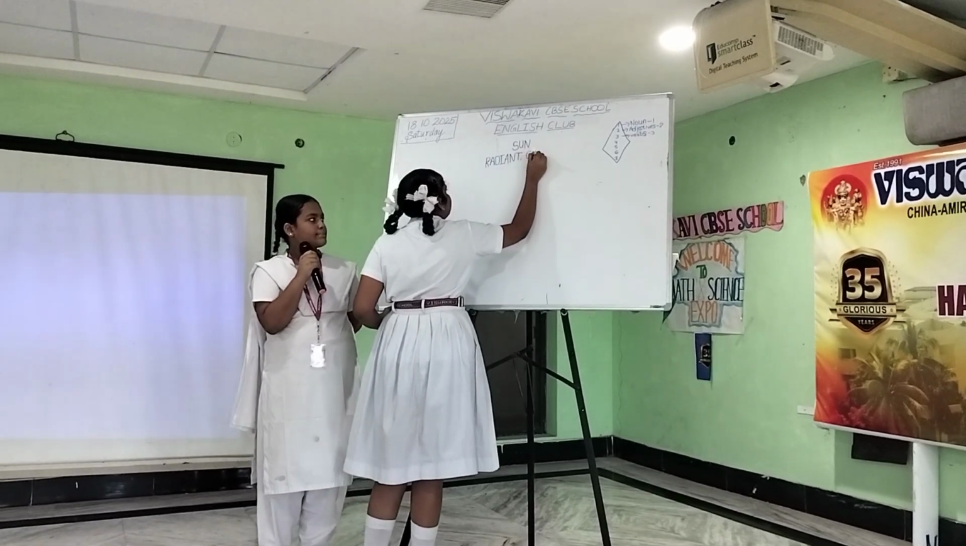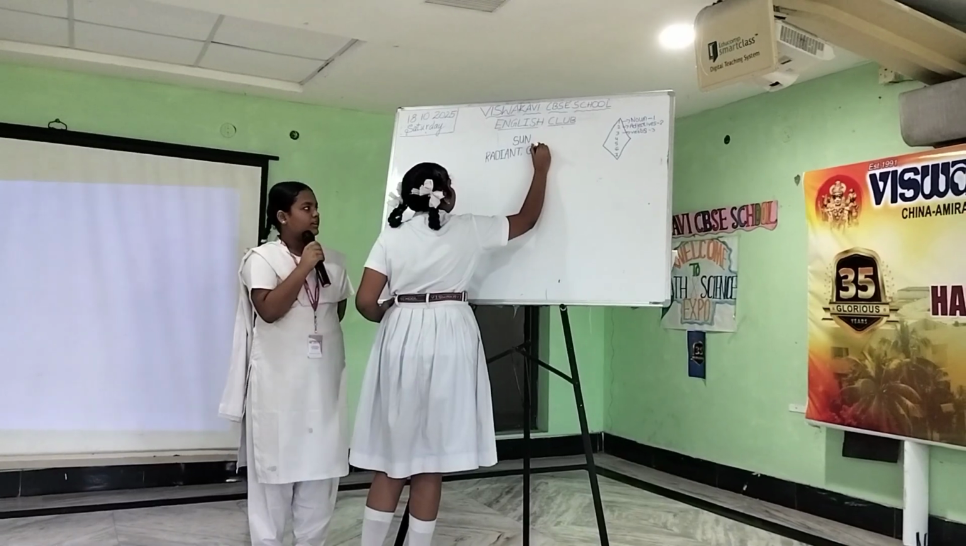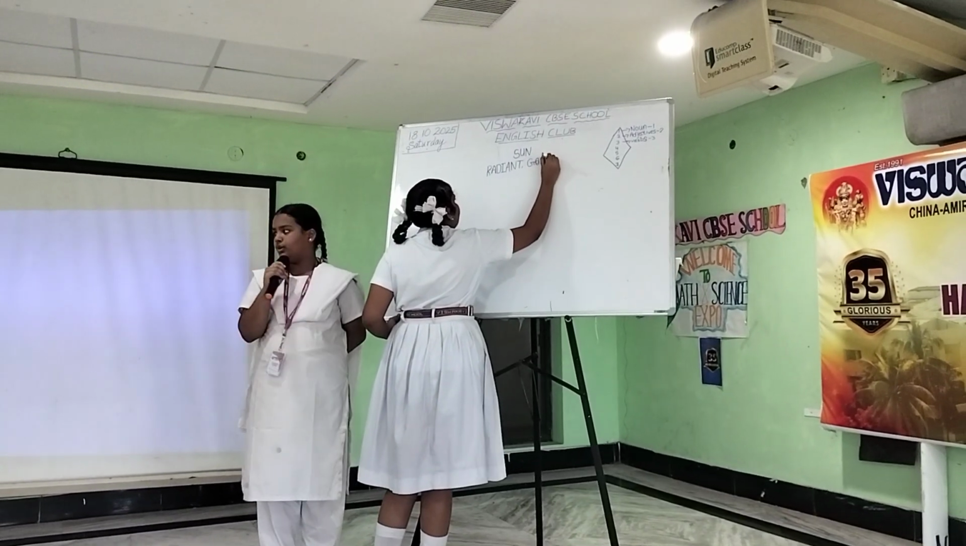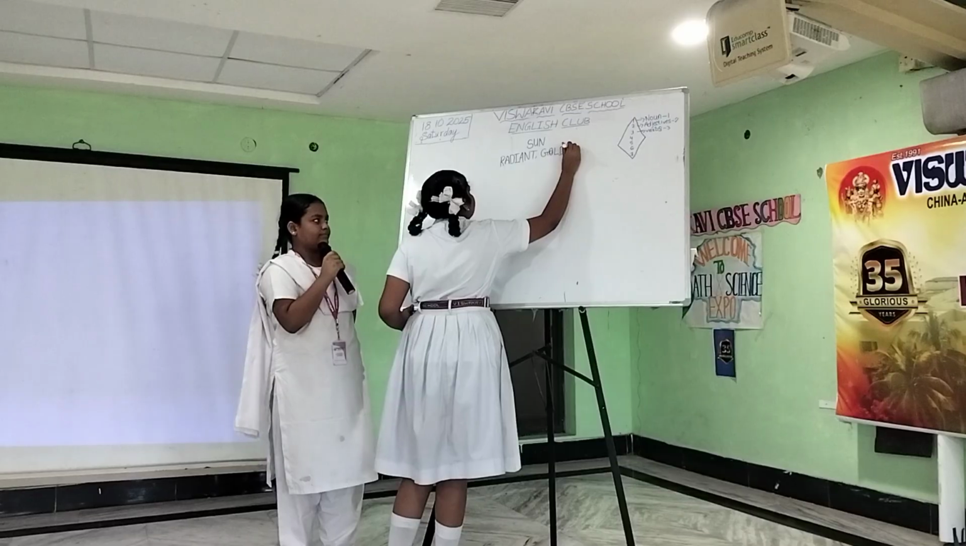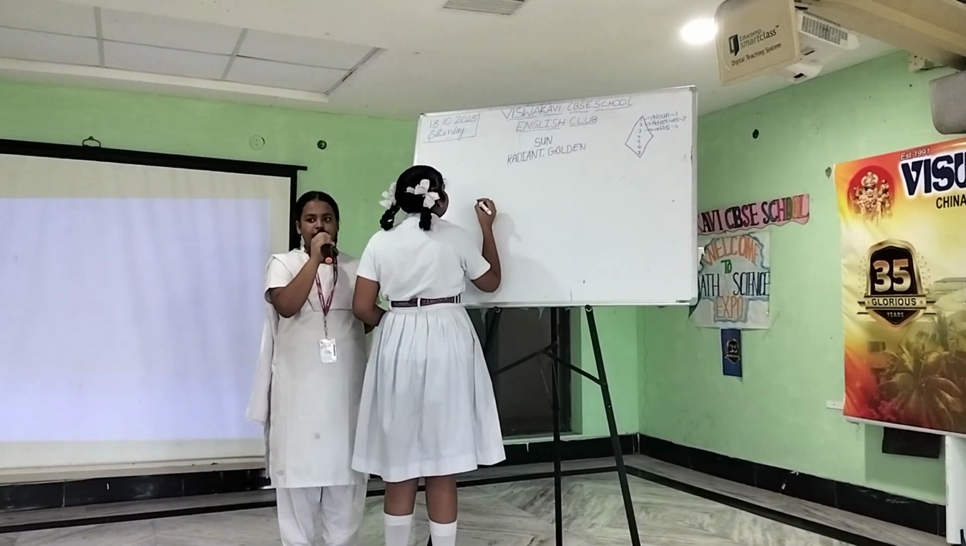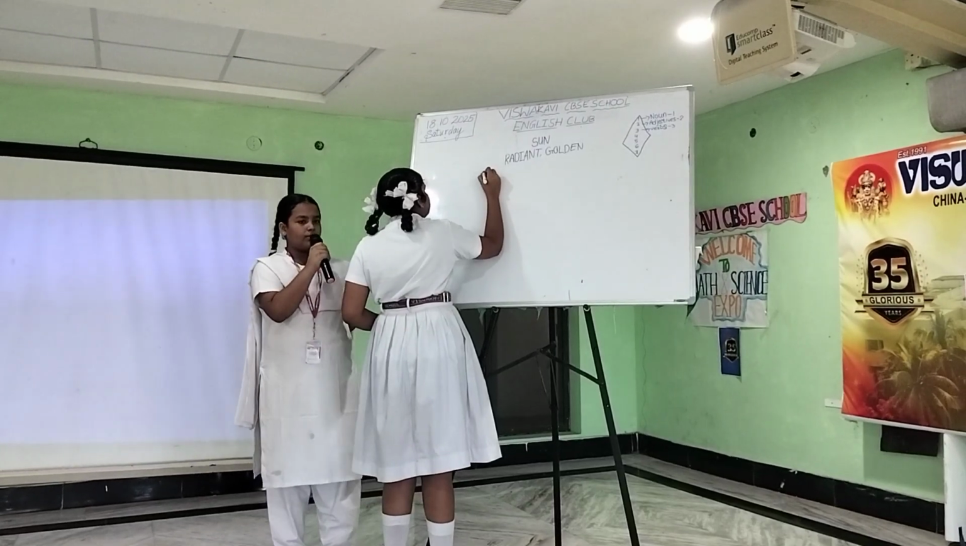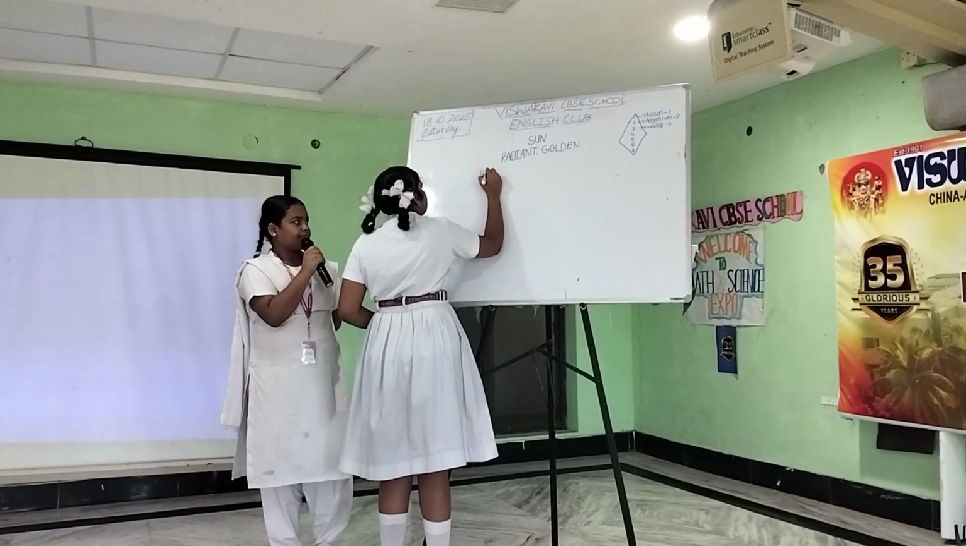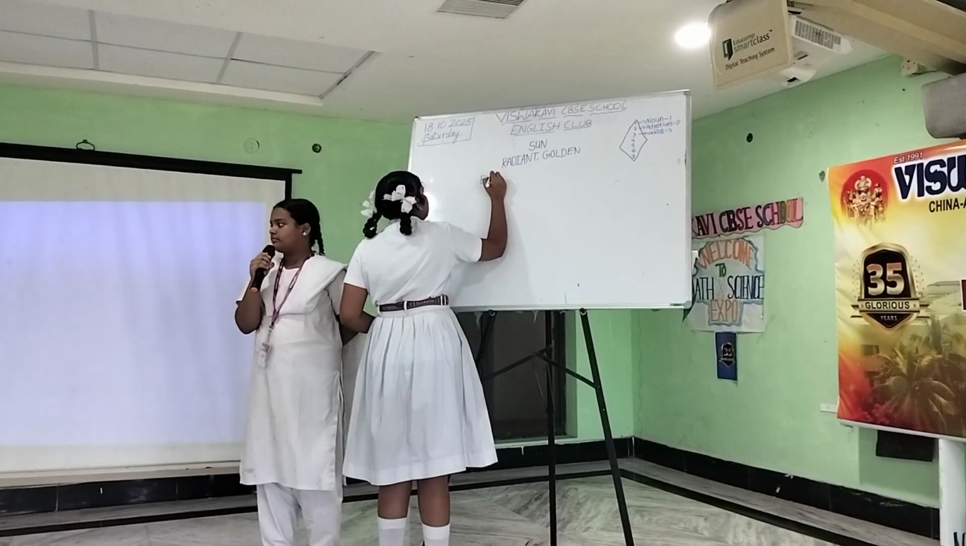The sun is radiant and the sun is golden. Very good. So these two are adjectives. In the next line, we will have three verbs that tell us about the action of the sun. What work does the sun do?